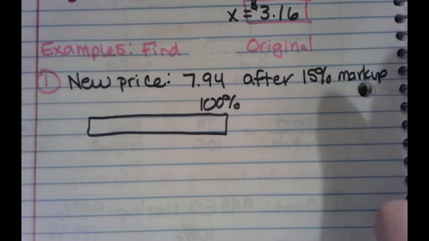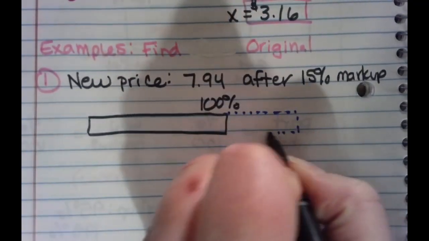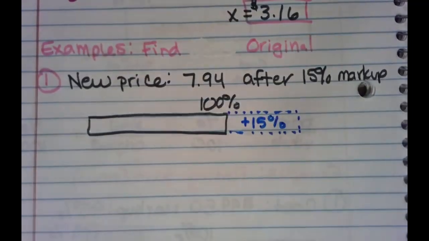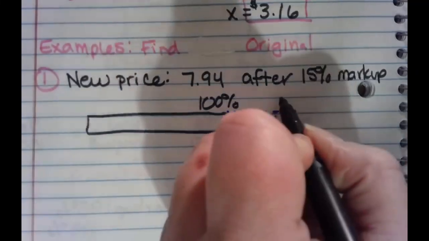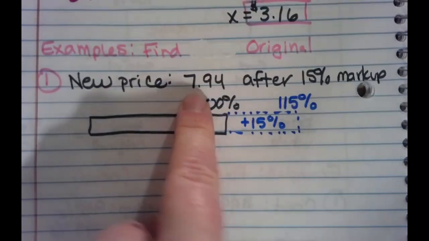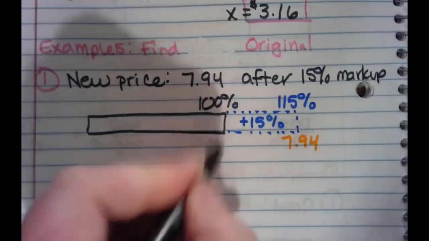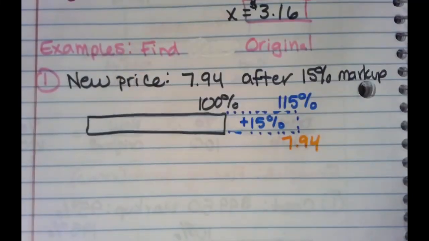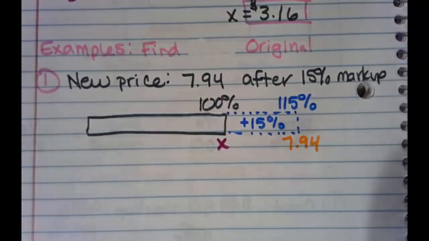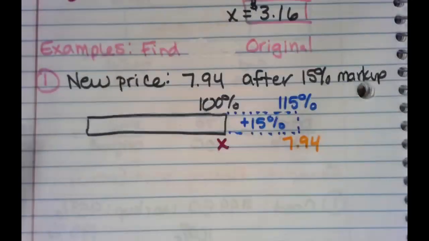Even if we're finding the original or finding the new, no matter what, we always just draw our tape diagram, put 100. Okay, and then it says there was a markup. So we always draw this as a markup. And there was a 15% markup. And we know that from 100% to plus 15, we would go to 115%. And now it says the new price was $7.94. So new goes here because this is where I start. I always start at 100. And the new price was $7.94. I don't know what the original price was. Setting this up just helps us visualize what exactly we're looking for.